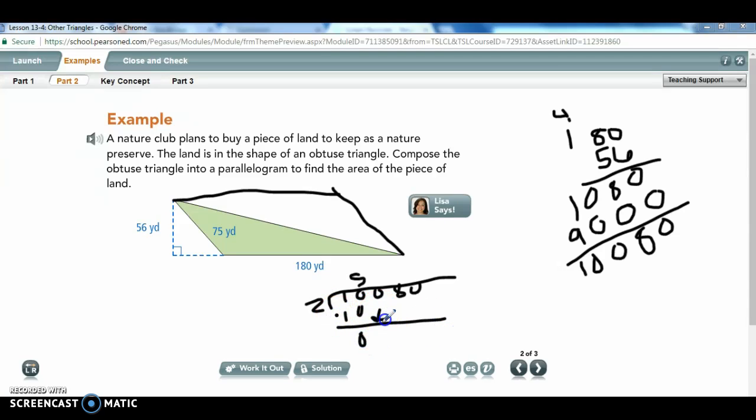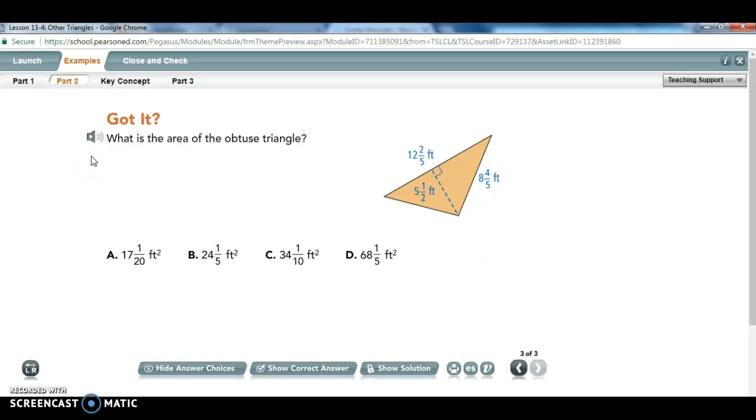2 can go into 10 5 times. You drop your 0. 2 can go into 0 0 times. Drop your 8. 2 can go into 8 4 times, which is 8. That's an 8, sorry. Drop your 0. 2 can go into 0 0 times, so I know that my area is going to be 5,040 yards squared. Moving on to the got it problem.